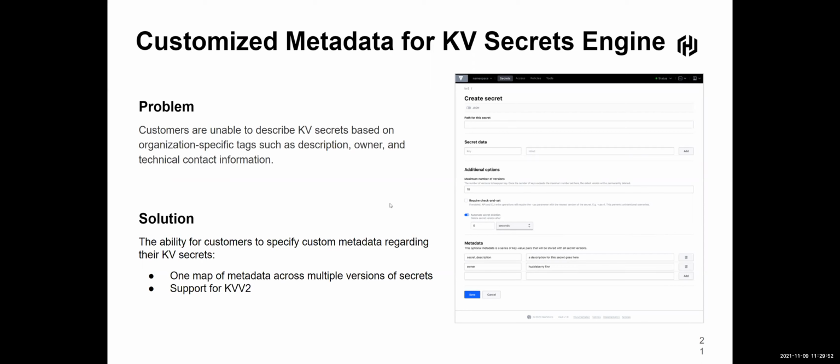So the first feature is customized metadata for KV secrets engine. I do want to mention that this is not a UI improvement alone, but also has corresponding CLI and API capabilities built in 1.9. However, we've also invested in a neat UI for this.